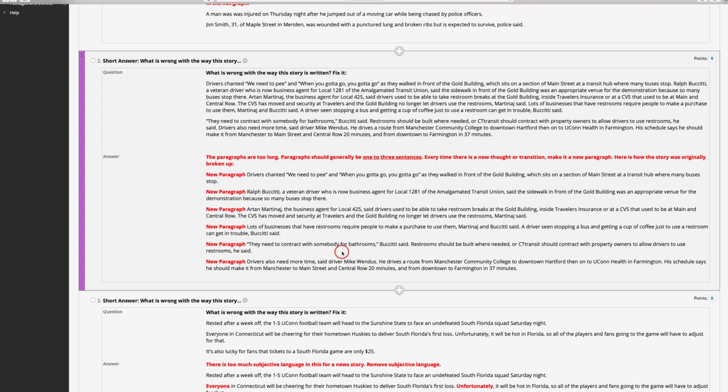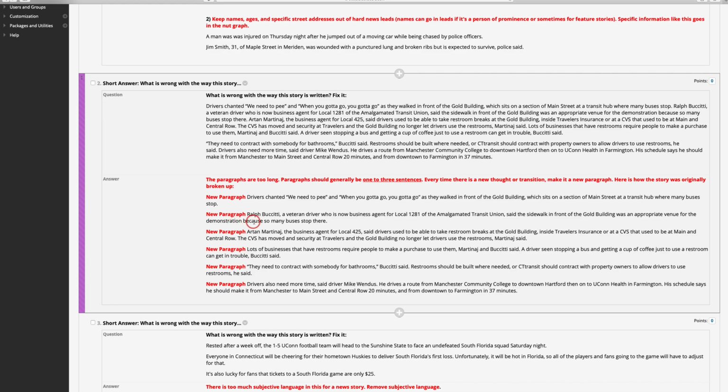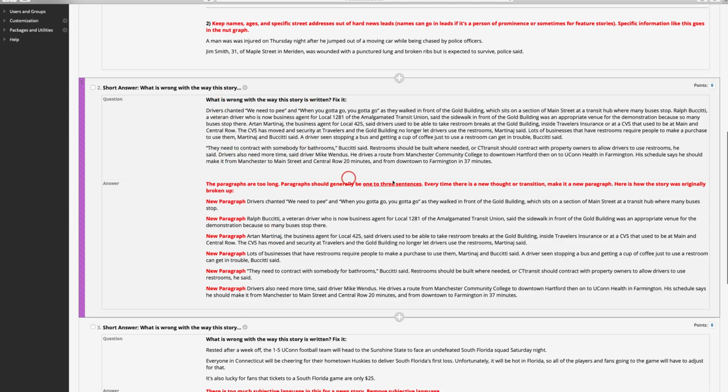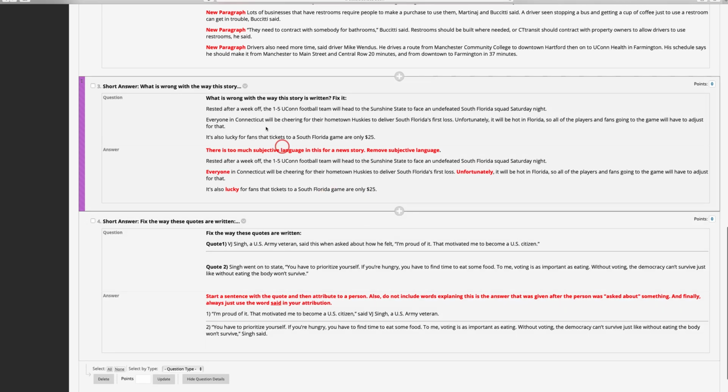Could you have done it maybe a little differently? Sure. Maybe these two could have been combined or something, but whatever the case is, whether you combine two of these or, like I was going to, combine the quote with this paragraph, even if you do something like that, it's not this, right? It's not this. Okay, what is wrong with the way this story is written?